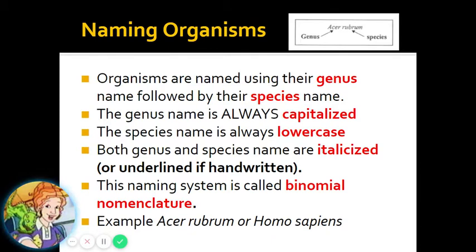So Acer rubrum is one. Our scientific name as humans is Homo sapiens, which I'm sure you've heard before. But notice how it's written. The Homo is capitalized and the sapiens is lowercase, and it's in italics.